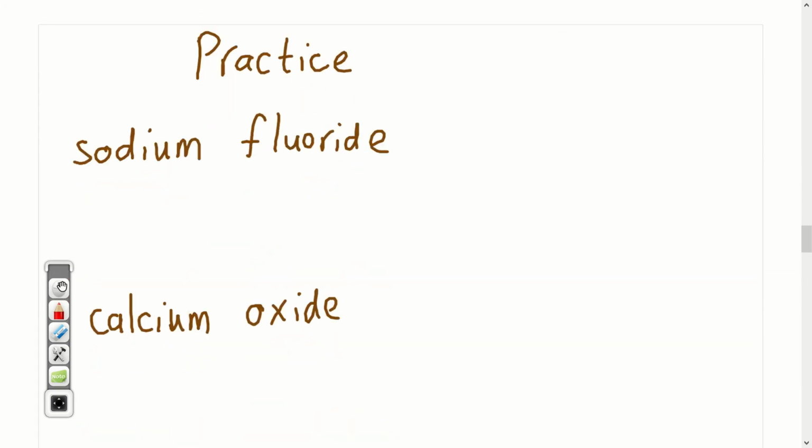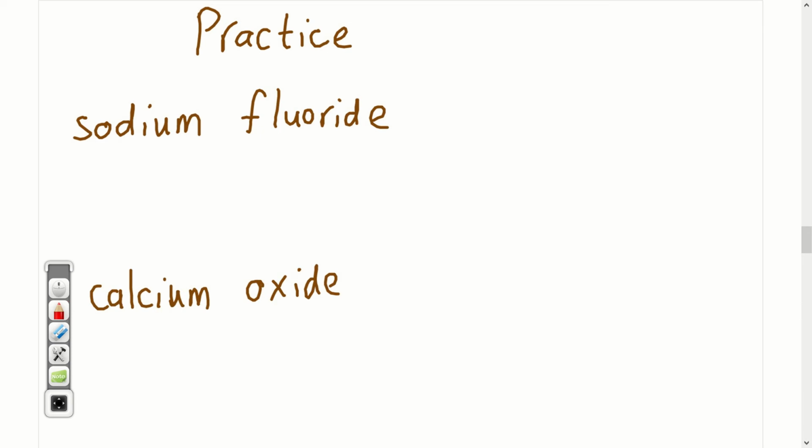So let's practice a couple problems, okay? Sodium has a charge of +1. Fluoride, fluorine, has a charge of -1. How am I figuring this out? I look at a periodic table and I go, sodium's in the first column, +1. Fluoride's in group 17, right next to the noble gases, -1.